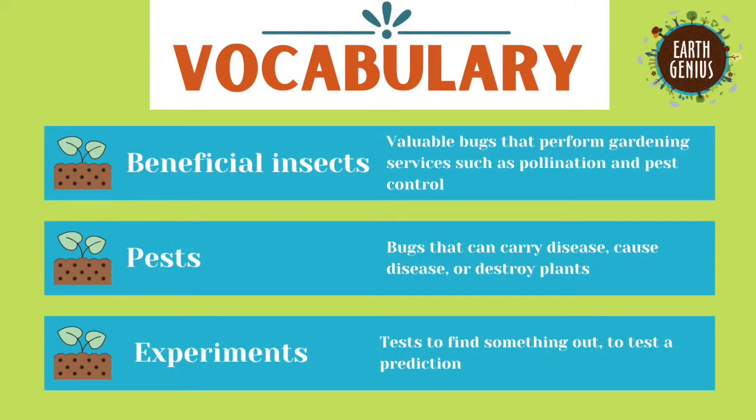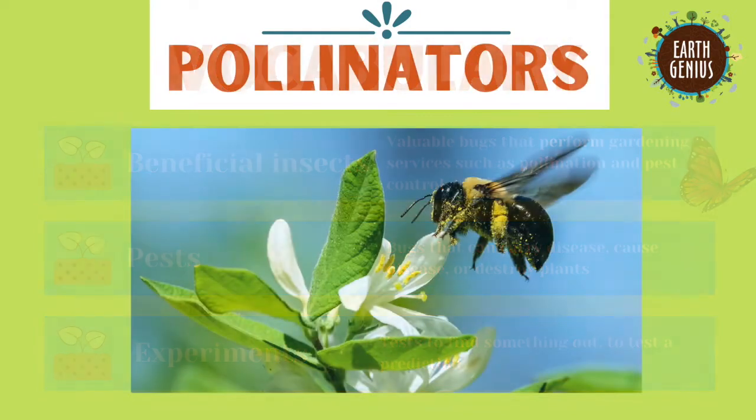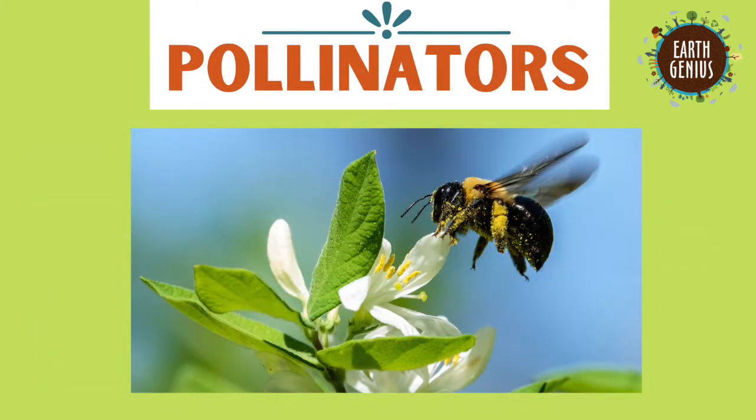I hope you have your garden journal ready to take some notes, because we're about to jump into the vocab. Our first word is beneficial insects. Beneficial insects help us perform our gardening tasks like pollination and pest control. Here's an example of a pollinator we all know. That's a bee doing his job to pollinate our flowers so we can get lovely fruit from our plants.